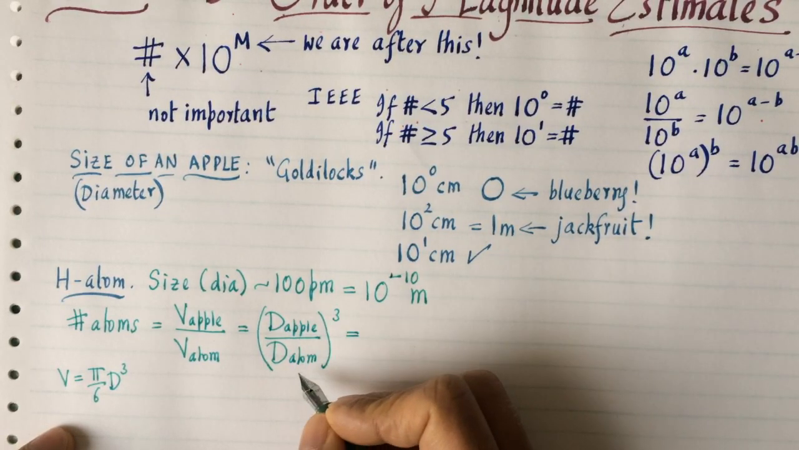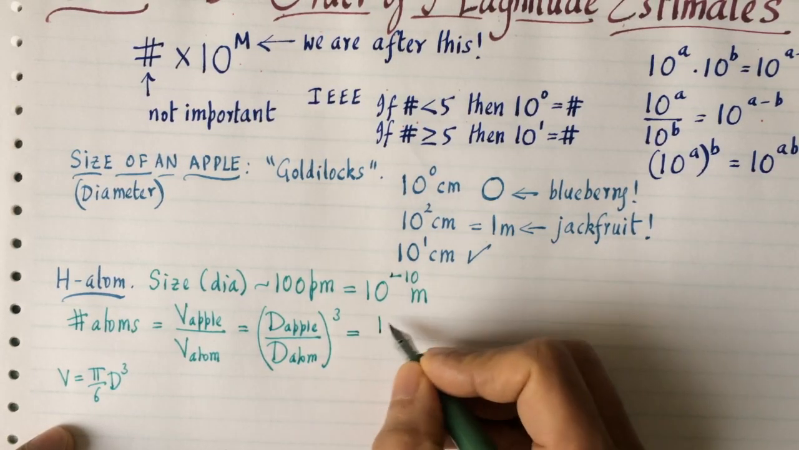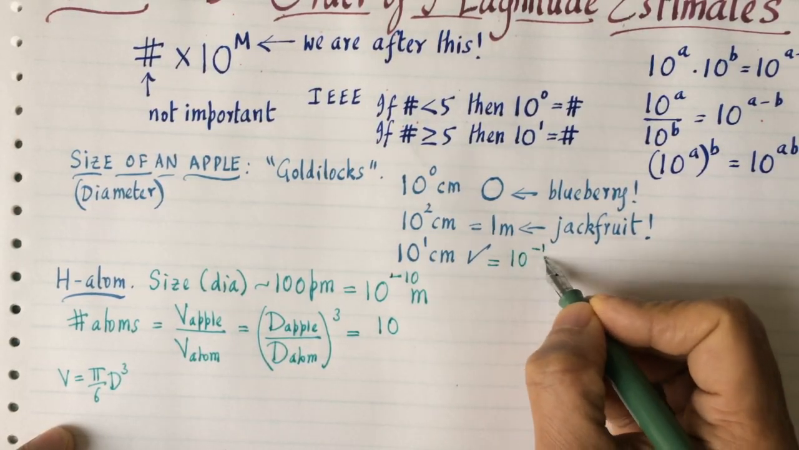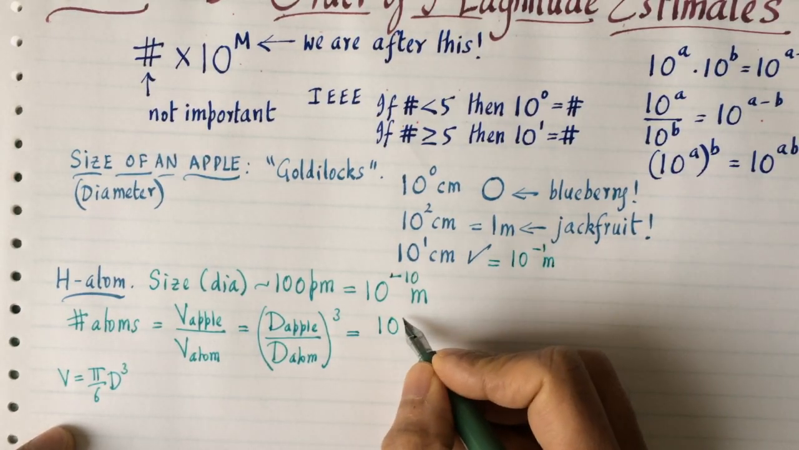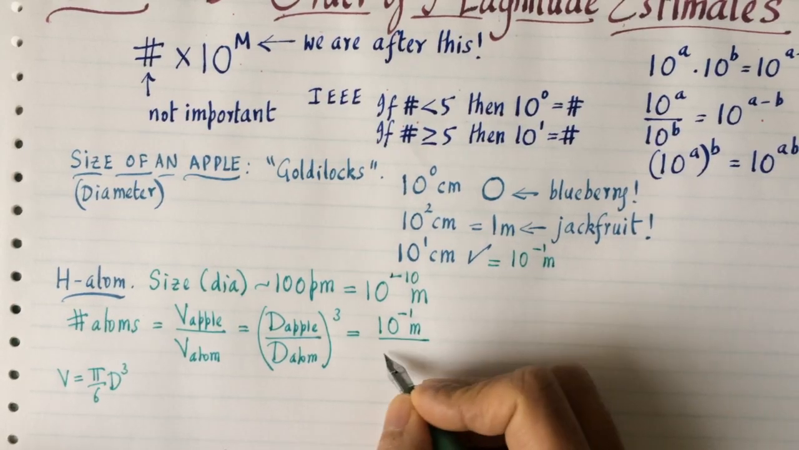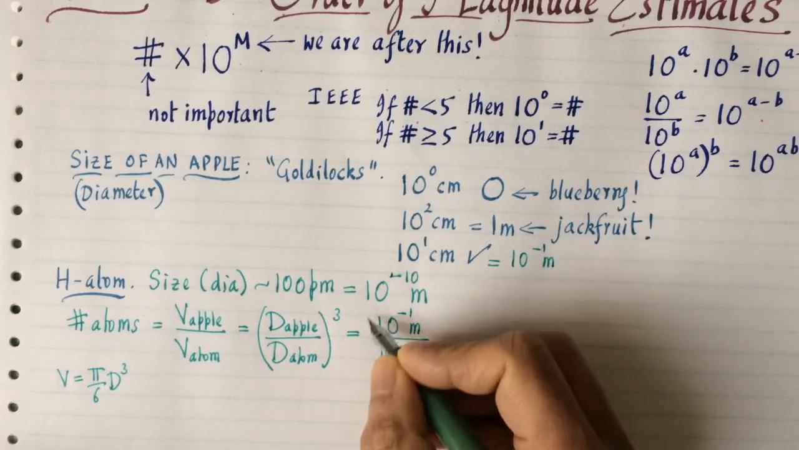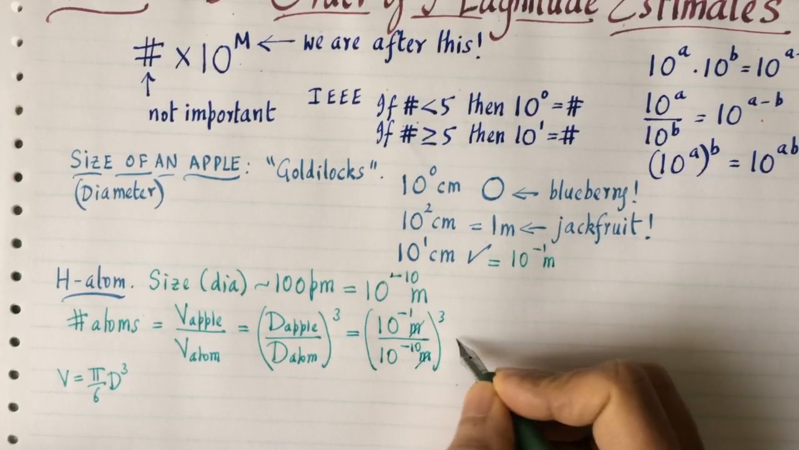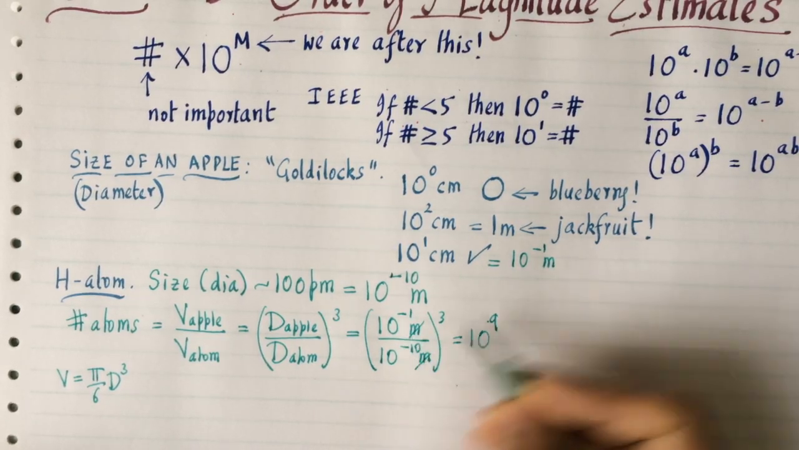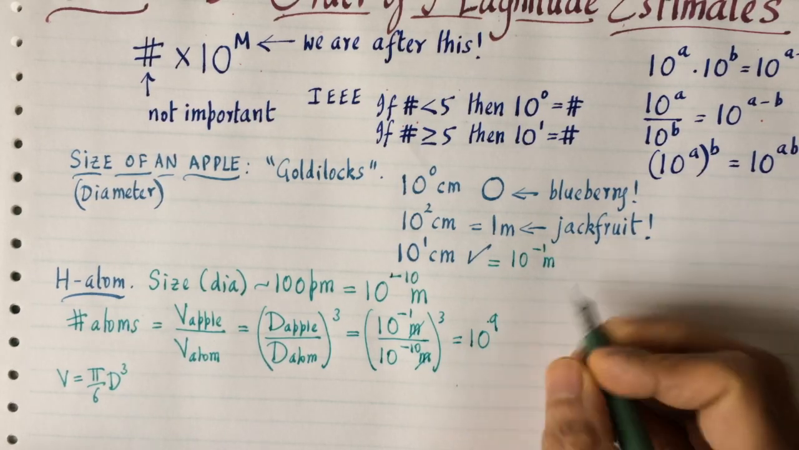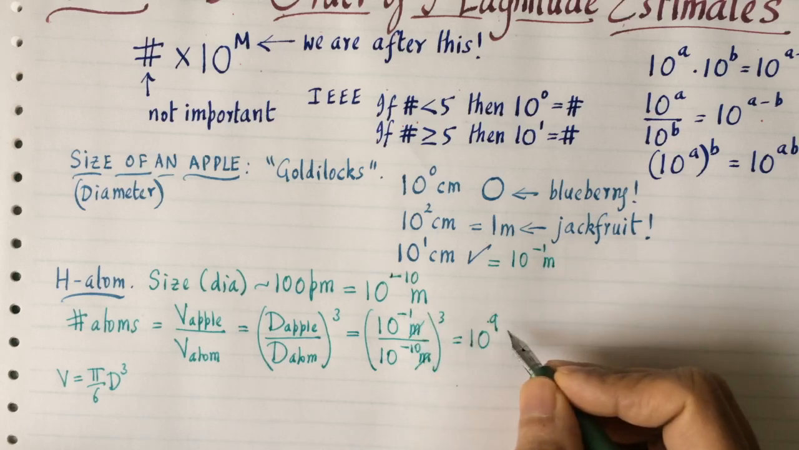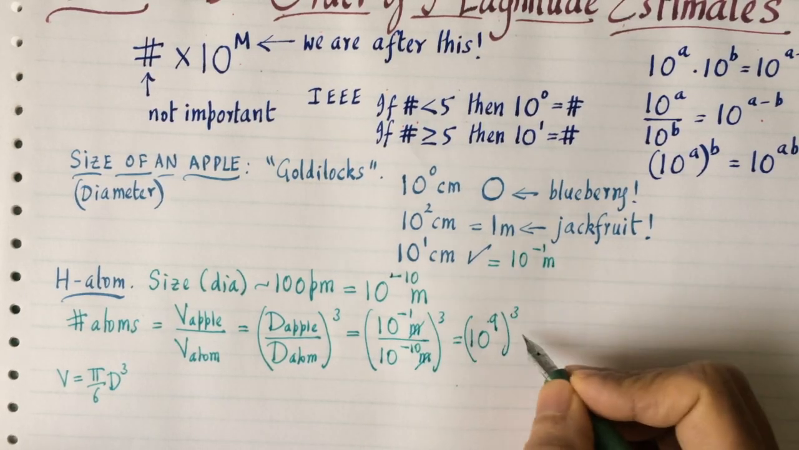So d apple over d atom is, apple is 10 to the minus 1 meters, the Goldilocks estimate of the apple's diameter. So that's 10 to the minus 1 meter divided by 10 to the minus 10 meters, cubed. Observe the meters cancel out. So we have 10 to the 9 here, because using this rule of exponents, that negative 10 becomes positive 10 when you take it upstairs, and positive 10 minus 1 is 9. I'm still cubing this. So I have 10 to the 27.